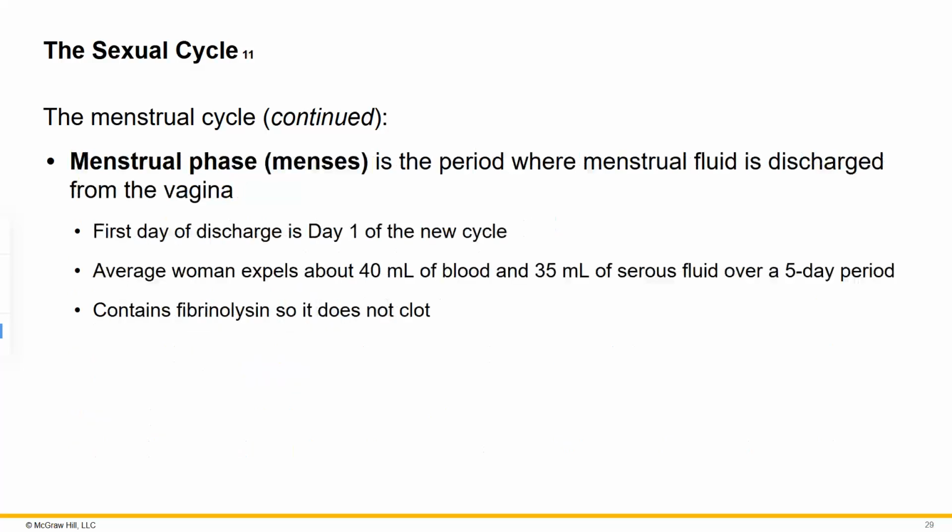The menstrual phase, or menses, is a period where menstrual fluid is discharged from the vagina. The first day of discharge is day 1 of the new cycle. An average woman expels about 40 mL of blood and 35 mL of serous fluid over a 5-day period. It contains fibrinolysin, so it does not clot.